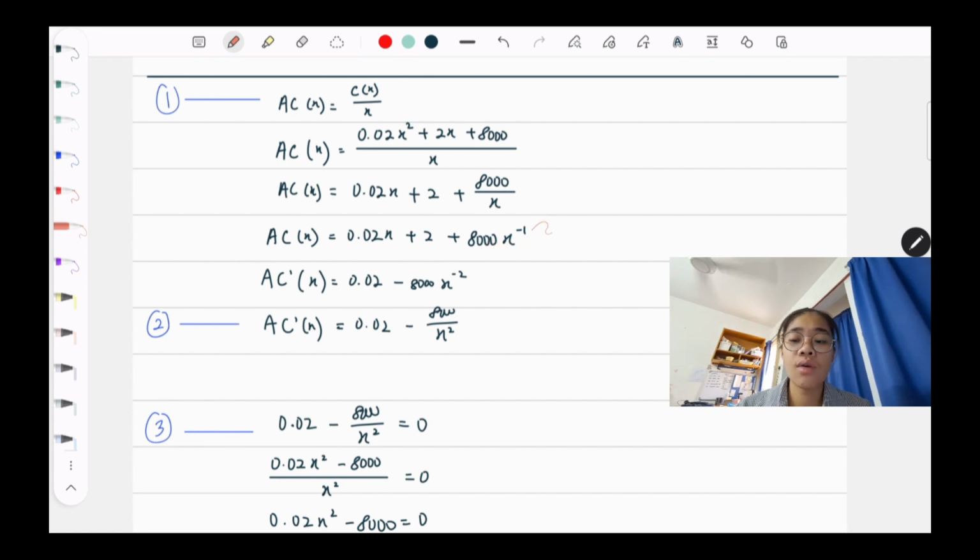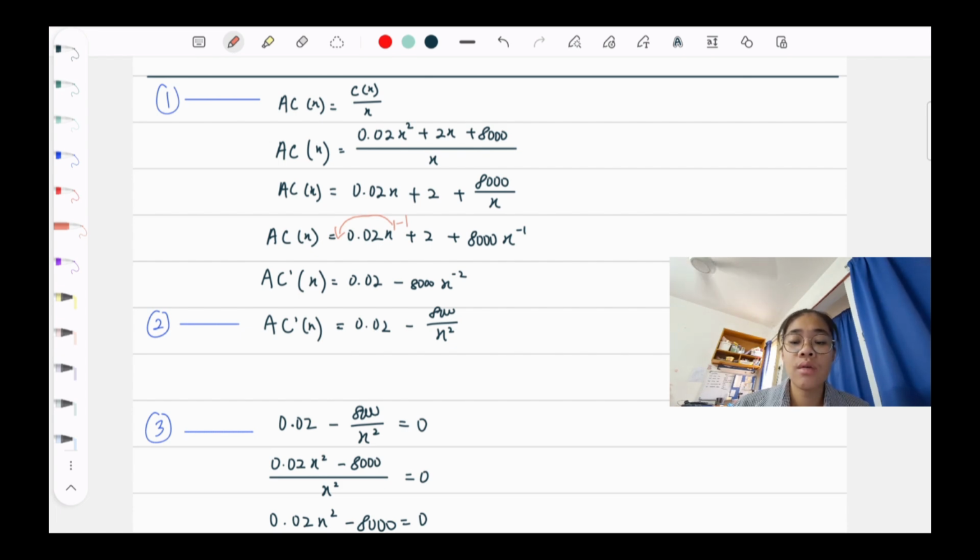Next, we need to find AC prime of x. So we need to use the power rule and bring the power in front, and reduce the power by 1. For 0.02x, the power of x is 1. So we bring the 1 to the front and multiply with the 0.02, and then for the power 1 we minus 1, so we get 0, and we don't need to write anything. So we get 0.02. Same goes with the 2 and the 8,000x to the power of negative 1. So we get AC prime of x equals 0.02 minus 8,000 per x squared.